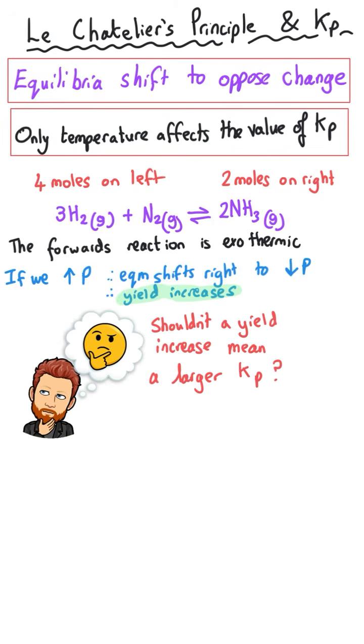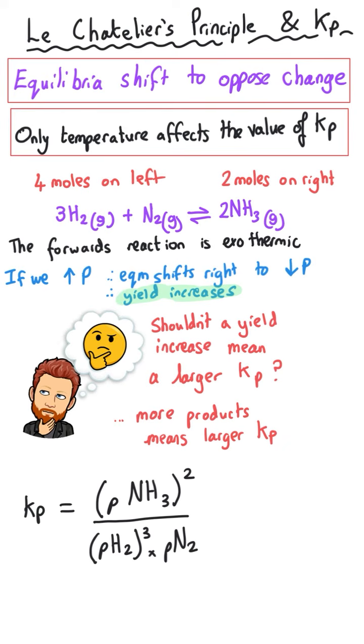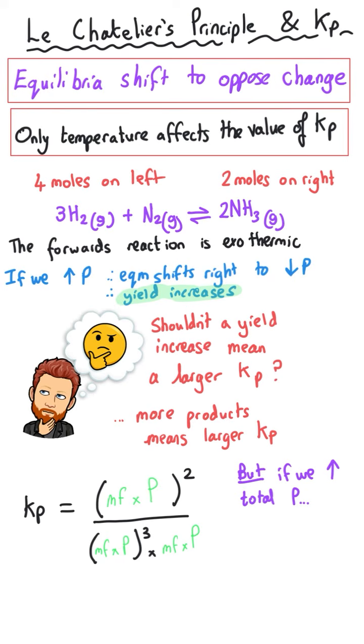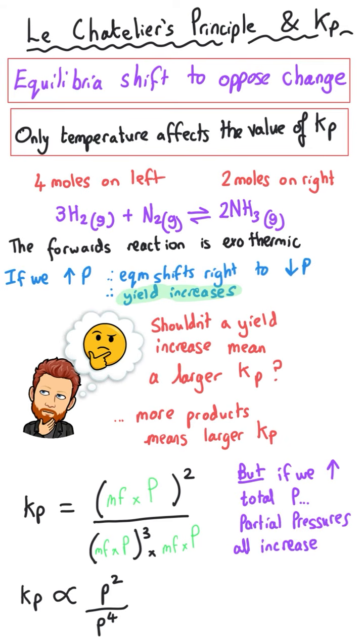The reason that it won't affect the value for Kp, even though it might suggest that it will, is as follows. So firstly, why might you expect it to affect the value of Kp? Well, the equilibrium has shifted to the right-hand side, so surely Kp will go up. That's the first clause. Now, if we look at the Kp expression, though, that we've constructed before, the way that we raise the pressure is by increasing the total pressure of the system. Now, because we've got more terms on the bottom of this expression, the partial pressures are going to be increased across the board because the total pressure has gone up.